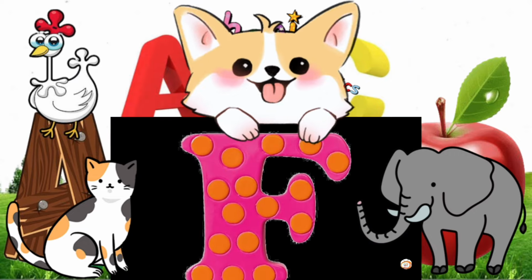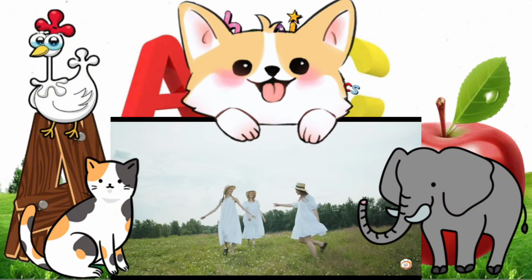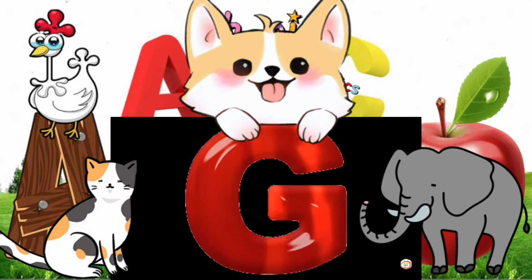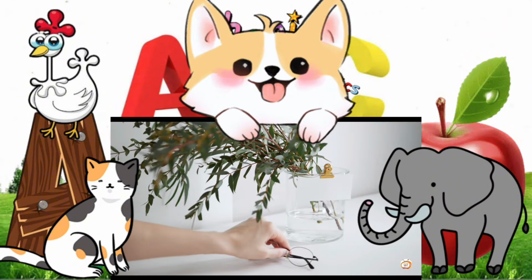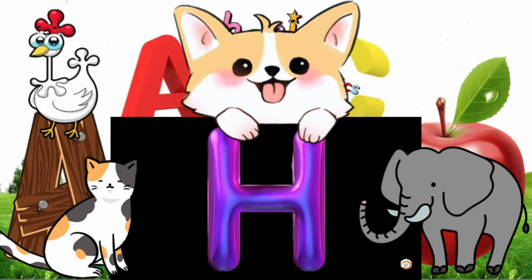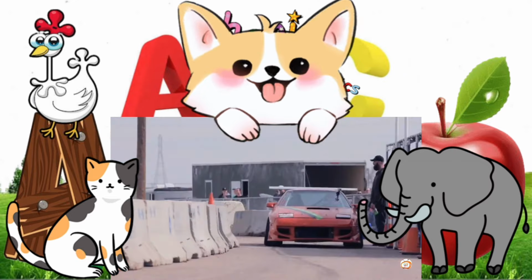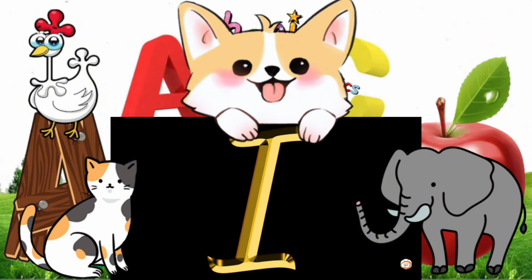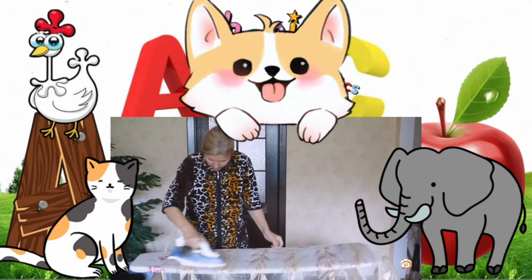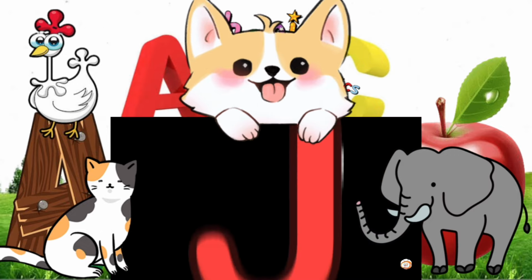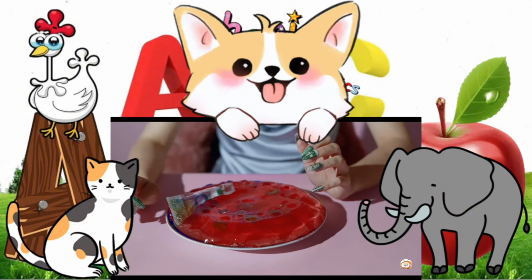F is for fairy, F for fairy. G is for glasses, G G glasses. H is for helmet, ha ha helmet. I for iron, I iron. J is for jelly, J J jelly.